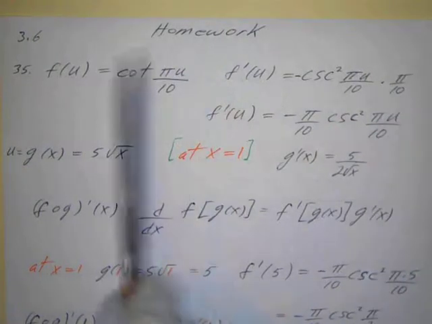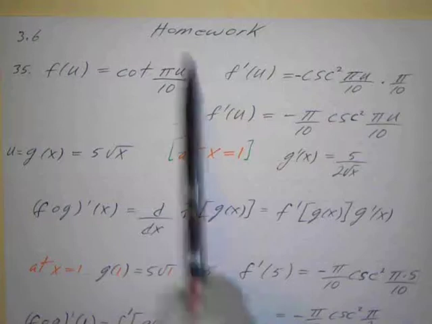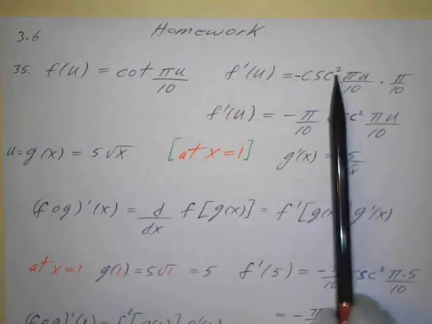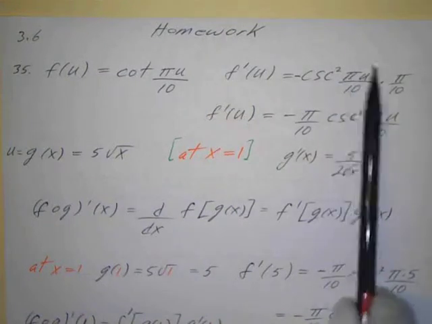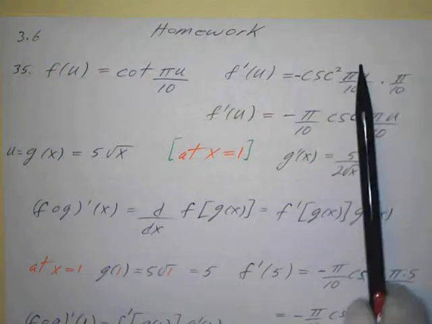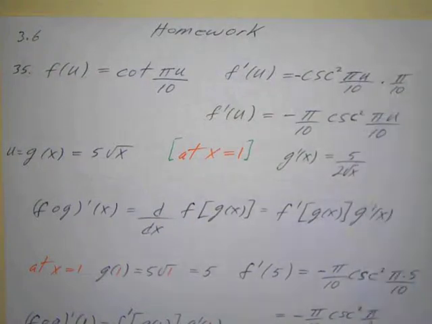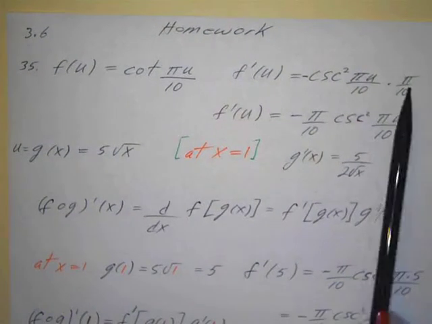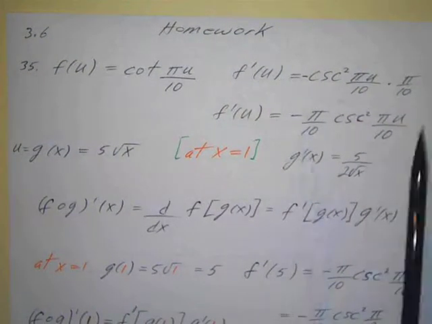So this was my outside function. I had to take the derivative of the outside function, which was negative cosecant squared of pi u over 10, times the derivative of pi u over 10, which is just pi over 10, because that's like a constant. Then we just put the pi over 10 in the front. So we simplified it so it'd be a little bit easier to deal with.